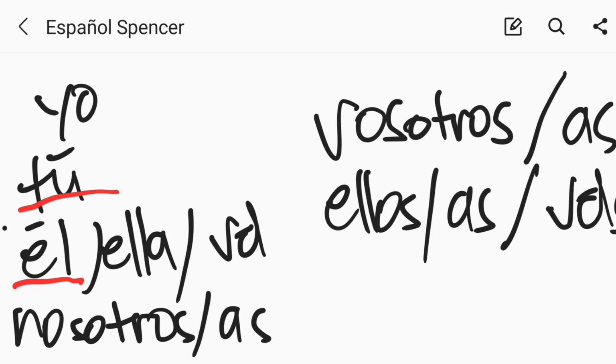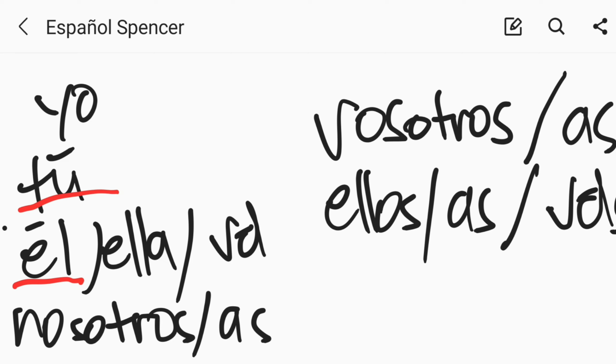So nosotros, nosotras. I write nosotras because in Spanish when we talk about a group of women, we call it nosotras. With nosotros, it is also a group of men, or to generalize, a group of men and women. For example, if a group of men and a group of women are mixed together, we use the personal pronoun nosotros. The same is true with vosotros and vosotras.